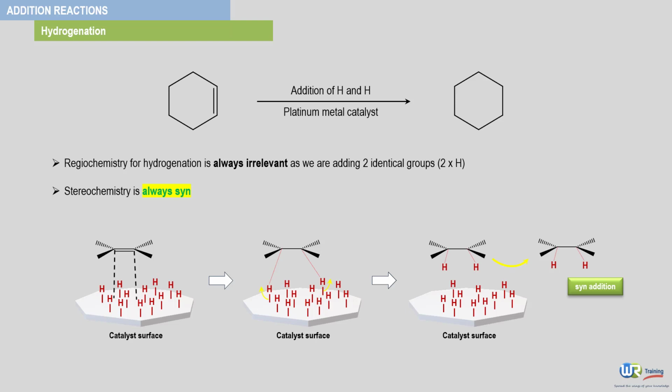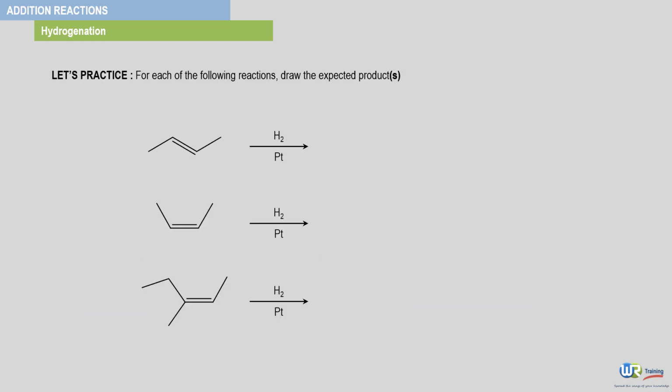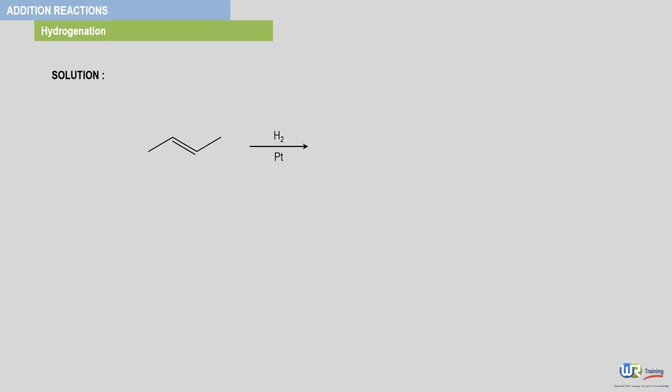Let's now practice. For each of the following reactions, let's draw the expected products. For the first example, these reagents here will add two hydrogen atoms across the double bond. We do not need to worry about regiochemistry because it is always irrelevant since we are adding two identical hydrogen atoms. And stereochemistry is always syn.